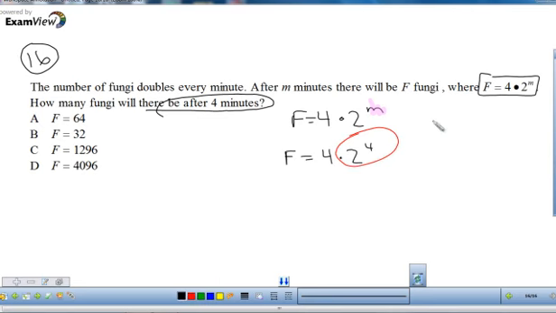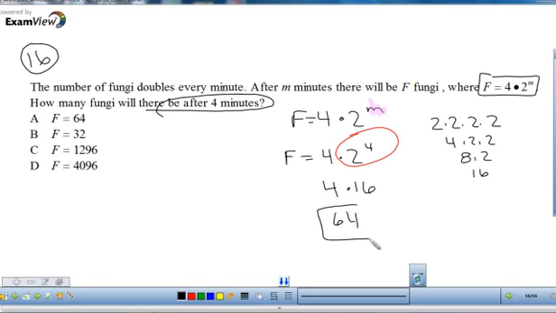So 2 to the 4th means 2 times 2 times 2 times 2, which means 4 times 2, 8 times 2, so it means 16. So I have 4 times 16, which would be 64.